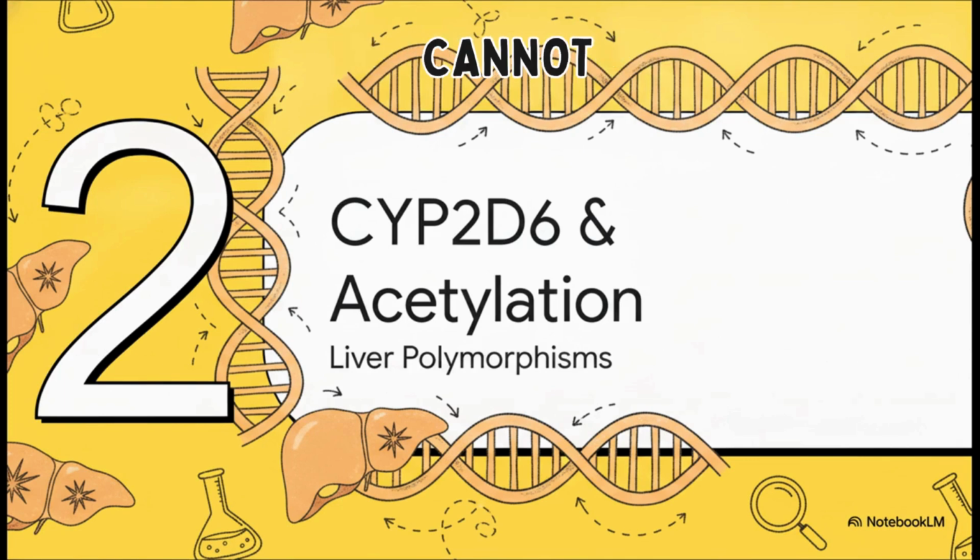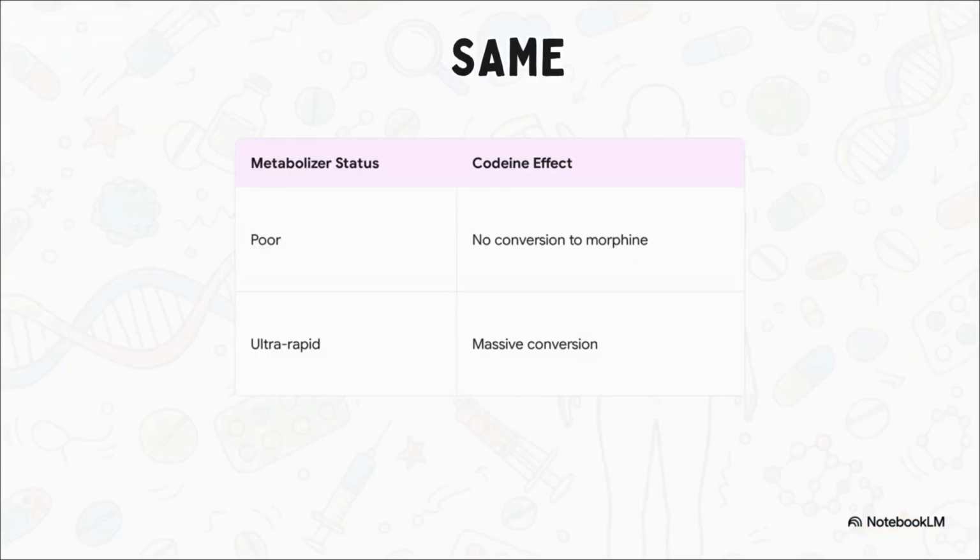Moving right along to Section 2, CYP2D6 and acetylation polymorphisms. Pharmacology examiners literally cannot get enough of these liver enzyme variations. Imagine giving the exact same drug to two different patients and getting totally opposite results.